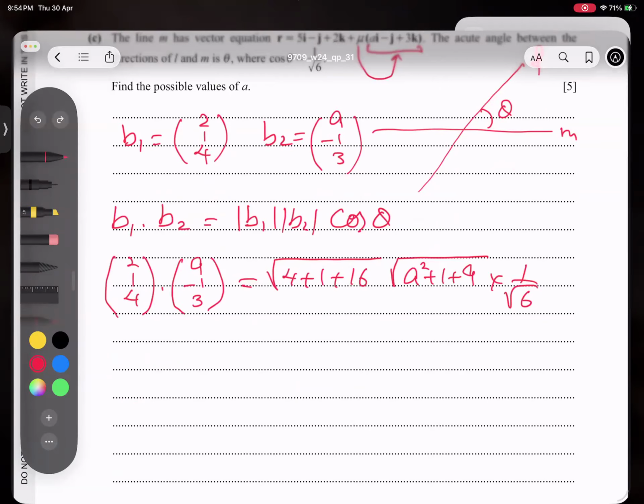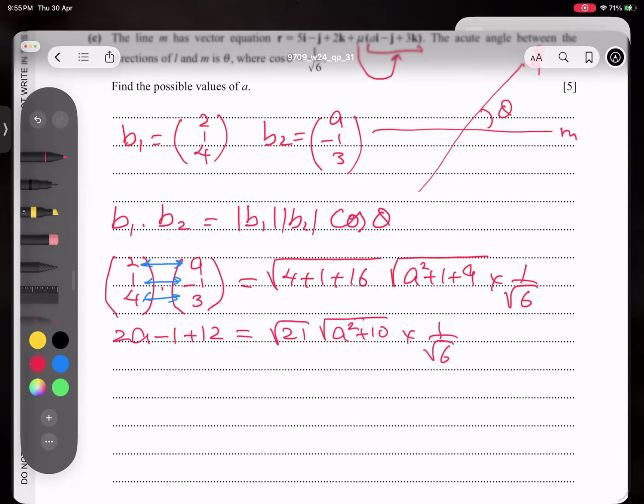So students, this is a dot product, where corresponding position values we multiply. So I got here 2a minus 1 plus 12. Here I got root 21. Here I got a squared plus 10. And here I'm getting root 26.